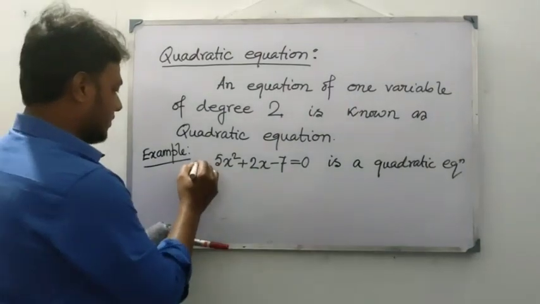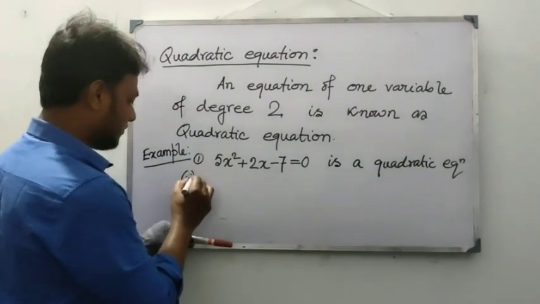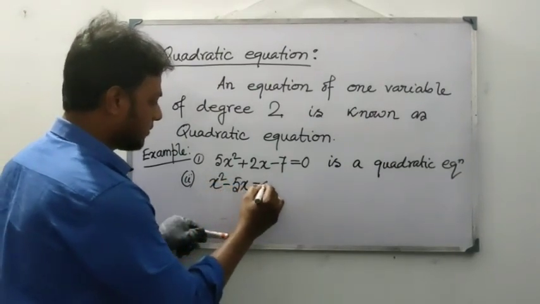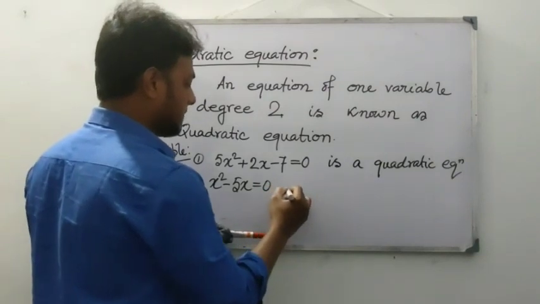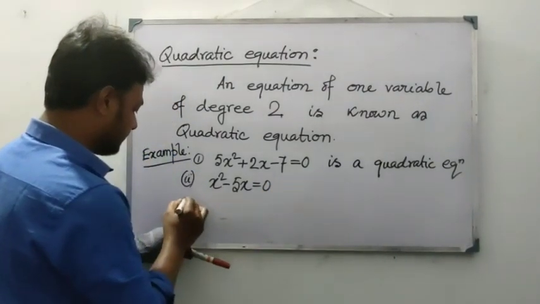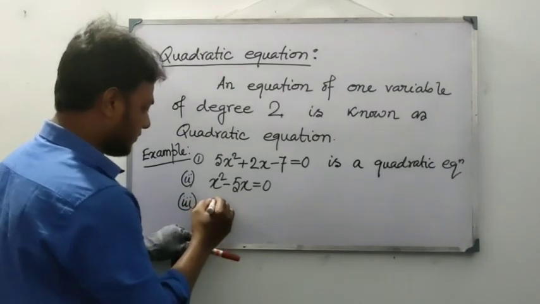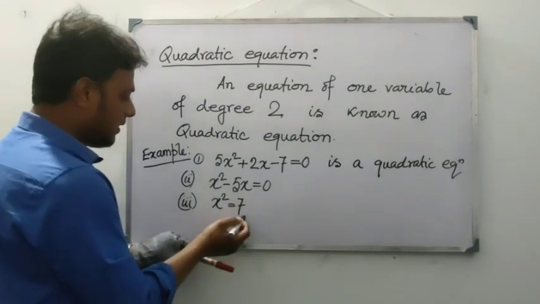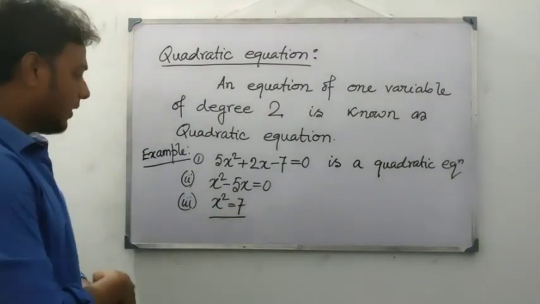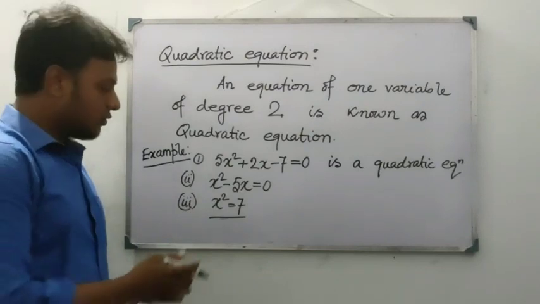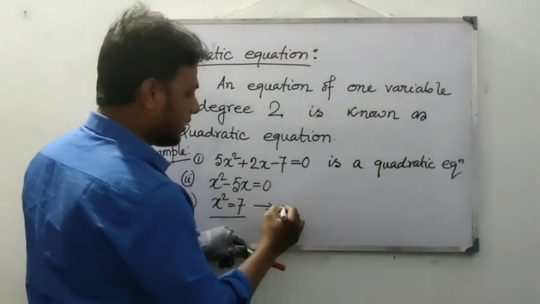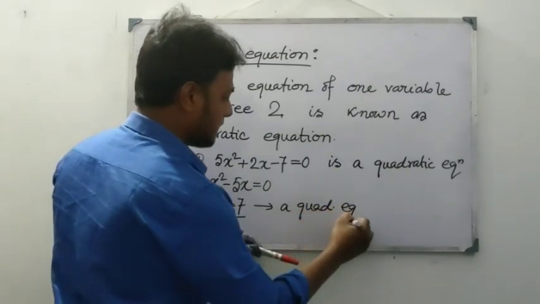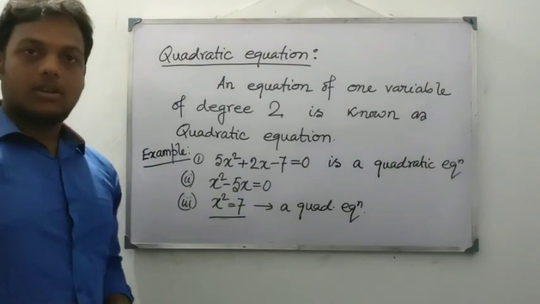Second example: x² - 5x = 0. This is also a quadratic equation. Third example: x² = 7. See, this is an equation. Clearly the variable is x and the highest power is 2. So clearly this is also a quadratic equation.